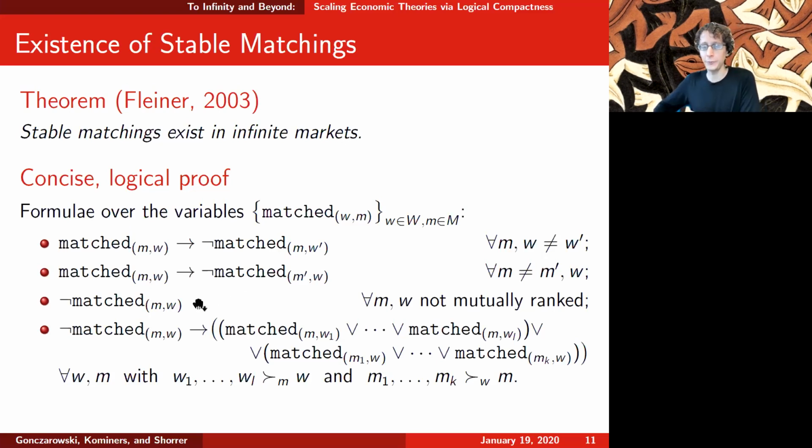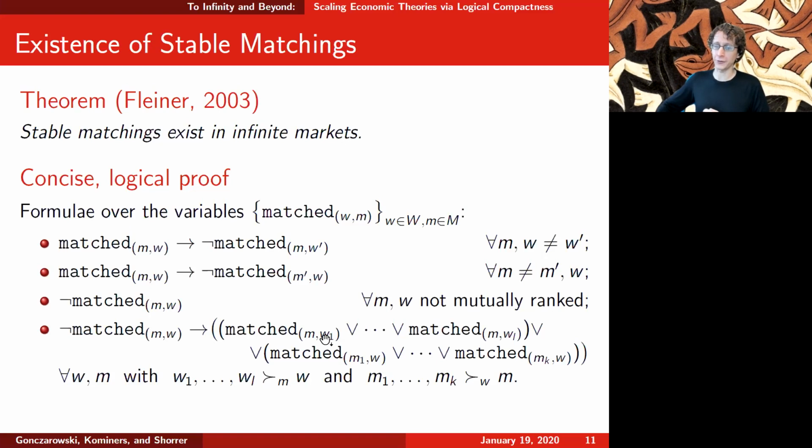Then, is anyone matched to someone they find unacceptable? Is the matching I've just extracted individually rational? Well, we ask, are there any M and W that don't rank each other, so that at least one finds the other unacceptable, that are matched to each other? Well, no, because we had the statement not matched MW in all such cases, and we know that all the statements in our list are true.